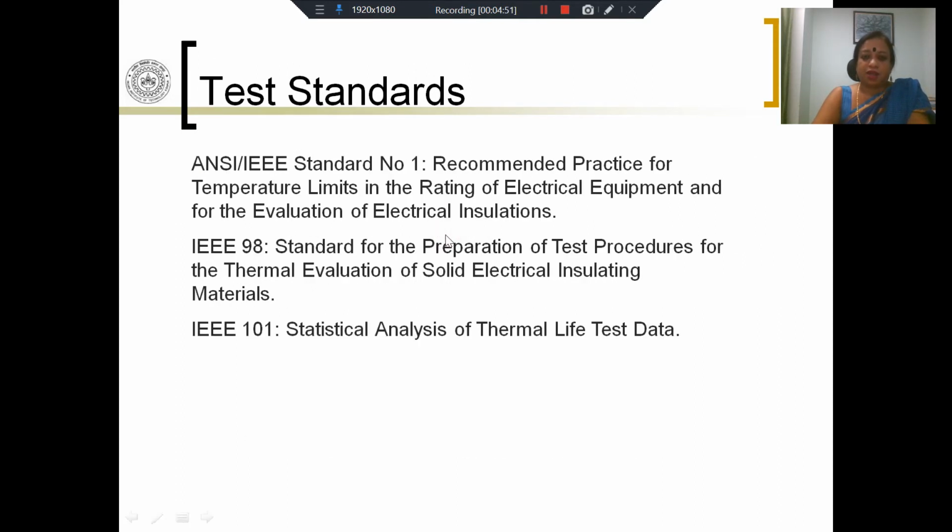So then there are various kinds of test standards for thermal stresses. Some examples are ANSI IEEE standard number 1, which gives us the recommended practice for temperature limits in the rating of electrical equipment and for the evaluation of electrical insulations. IEEE 98 is used for the preparation of test procedures for thermal evaluation of solid insulating material. IEEE 101 gives us the procedures for statistical analysis of thermal life test data. These are just some standards I have mentioned to give you an example of the kind of test we might be doing.